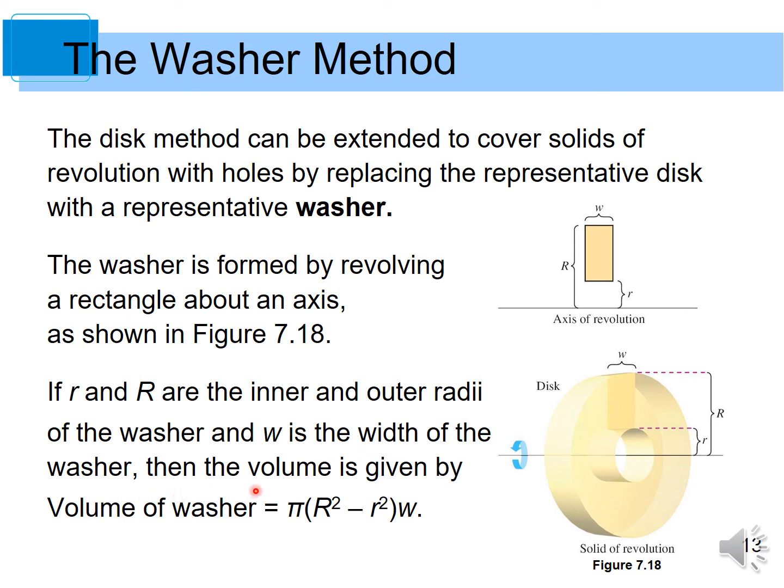Then the volume is given by the volume of the whole disk, pi big R squared W, minus the volume of this hole, pi small r squared W.